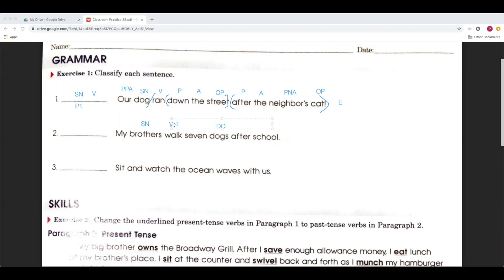How many dogs? 7. It's an adjective. After is a preposition. After what? School, object of the preposition. Whose brothers? My brothers, possessive pronoun, adjective.